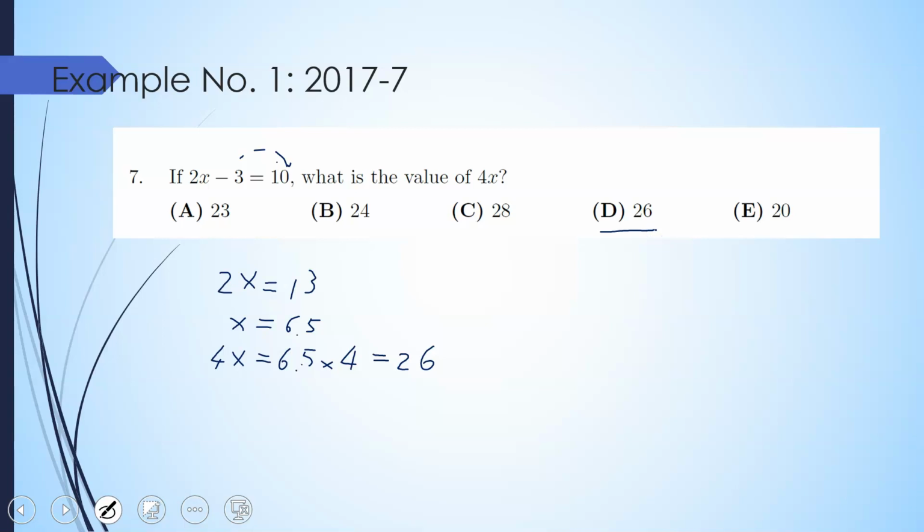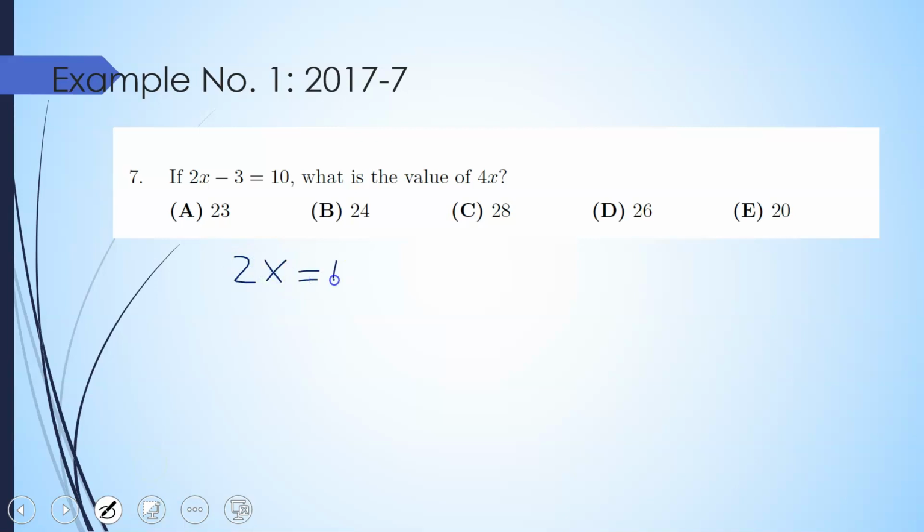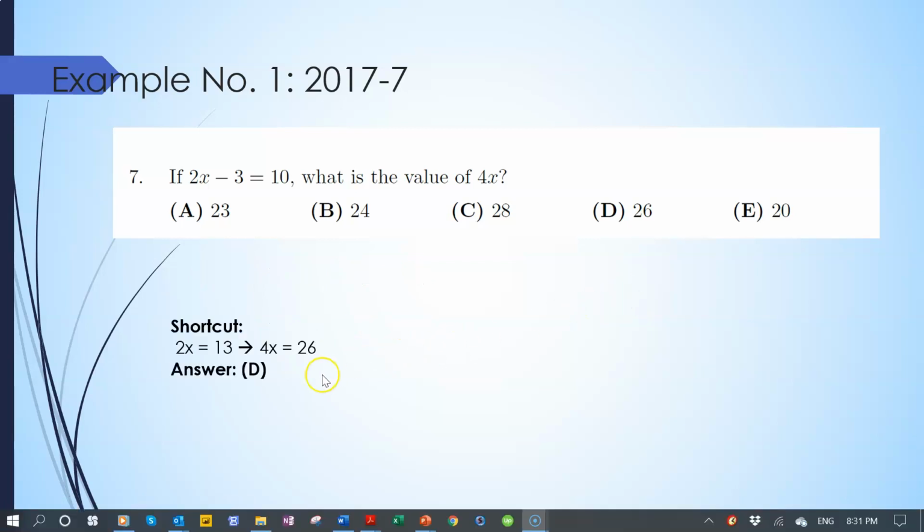But do we have an easier way of solving this? Maybe we have. The shortcut in this way is we can get 2x equals 13. Instead of getting the value of x, let's simply multiply both sides by 2, which will give us 4x equals 26. So without getting the value of x, we get the value of 4x, and the shortcut is to find 4x rather than x. The final answer is D.